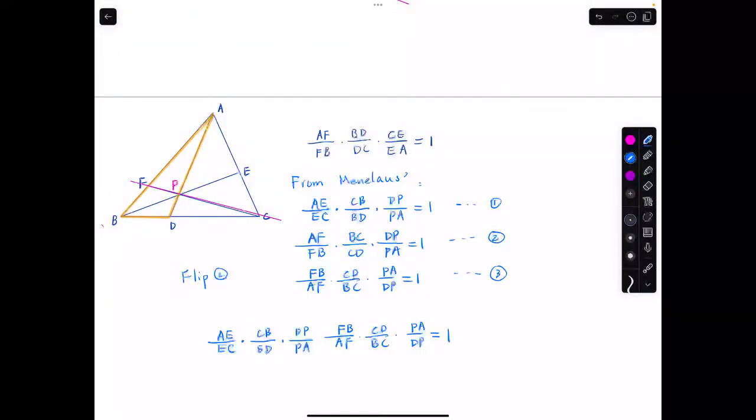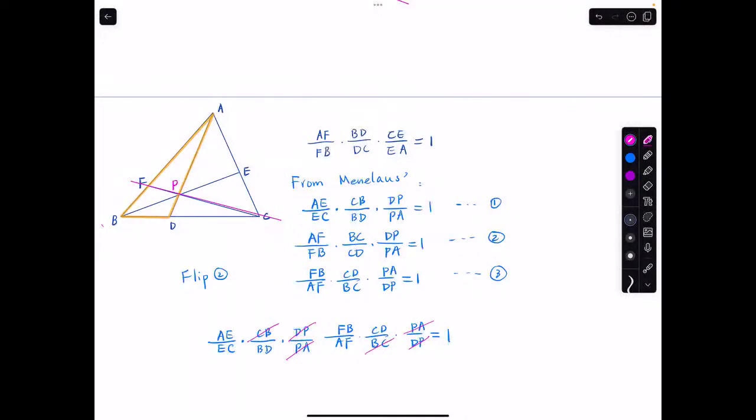Now, do we have cancellation here? Yes, we do. So let's cancel. AE, we're going to keep this. PA cancels, DP cancels. We have BC and CB cancels.